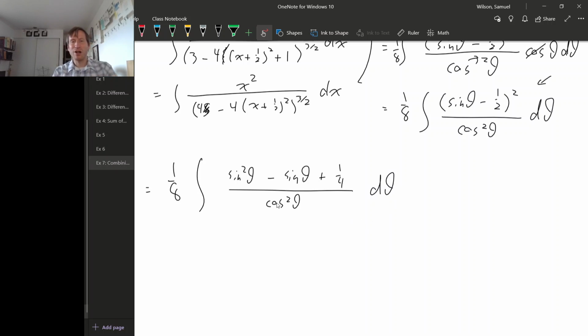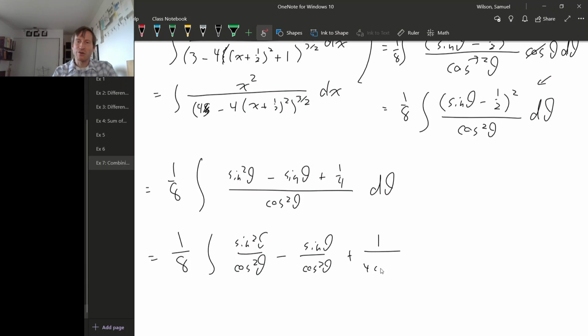So what to do here? Well, this denominator really divides each piece in the numerator, and each individual piece looks doable. So what we're integrating is sine squared theta over cosine squared theta, minus sine theta over cosine squared theta, plus 1/4 over cosine squared theta, all d theta. Each piece looks doable. Now the tricky thing is how we do each piece is going to be different.